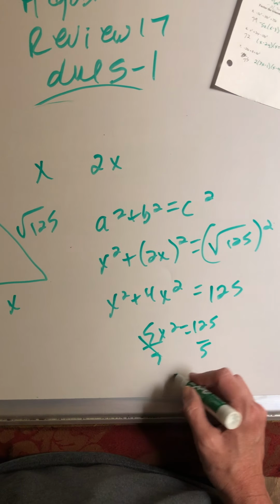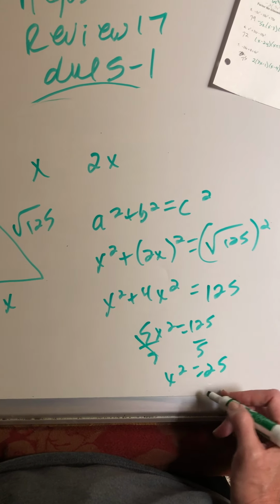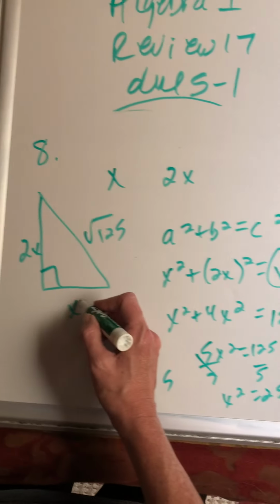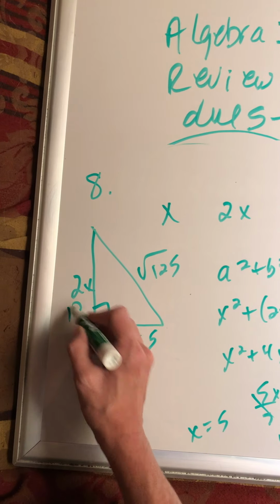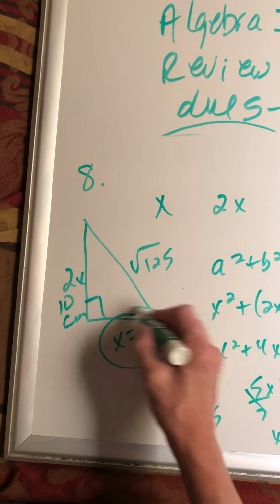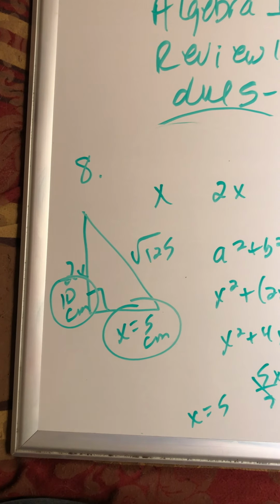Divide by 5. So x squared is 25. If x squared is 25, x is going to be 5, because I simply take the square root. So that means x is 5 and 2x is 10. And we've got units in centimeters, so we make sure we label the two sides in centimeters.